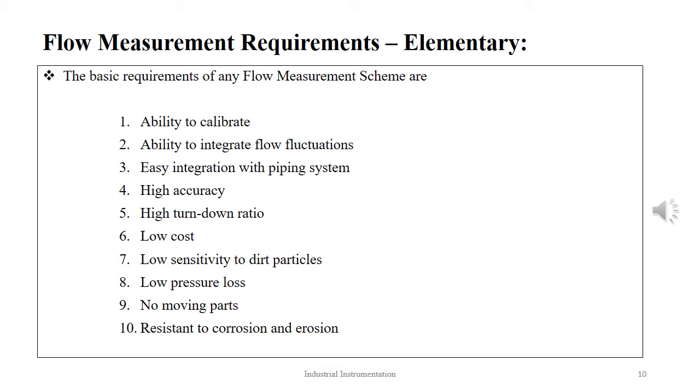In the process of flow measurement, there are a few elementary requirements that need to be met. These requirements are the ability of the flow meter to be calibrated, the ability to integrate the flow fluctuations, and easy integration with the piping system. It should offer high accuracy and high turn-down ratio. The cost involved should be less. It should be less sensitive to dust particles. The pressure loss in the system should be as low as possible. The system should not have moving parts, and the resistance to corrosion and erosion should be very high.